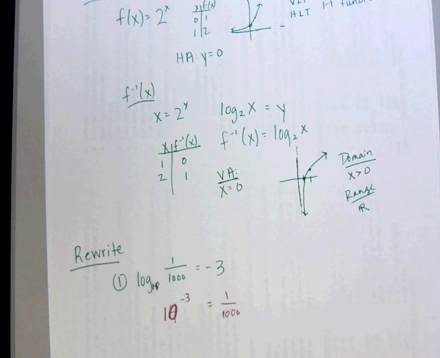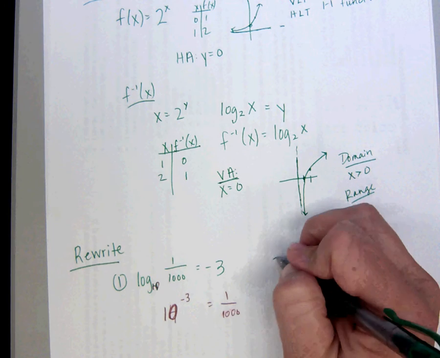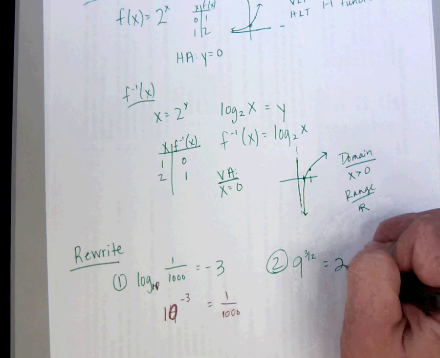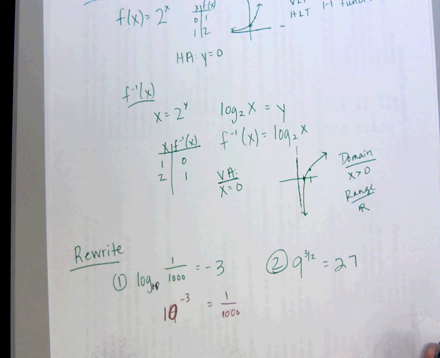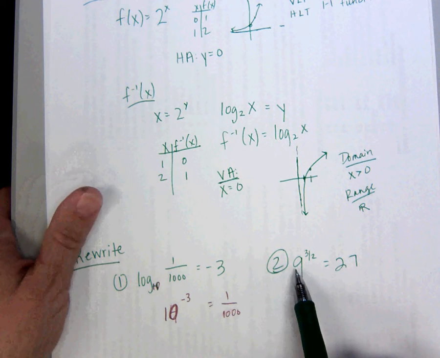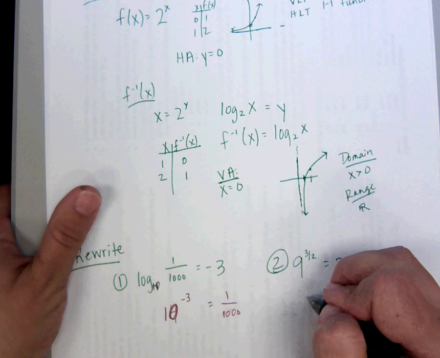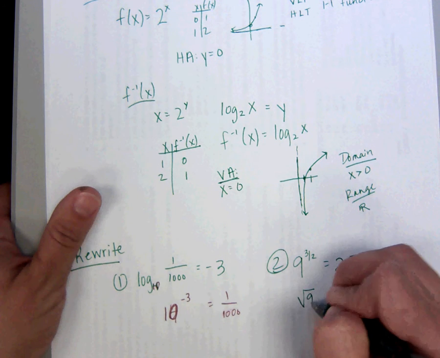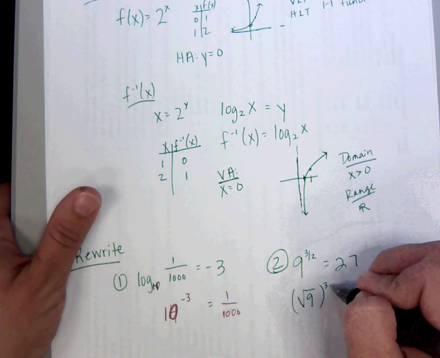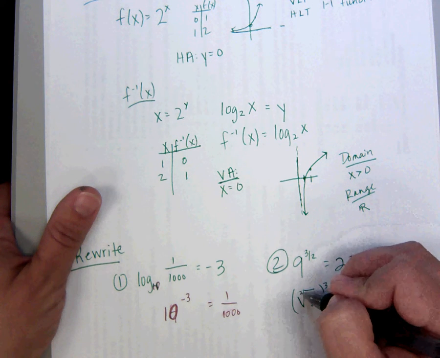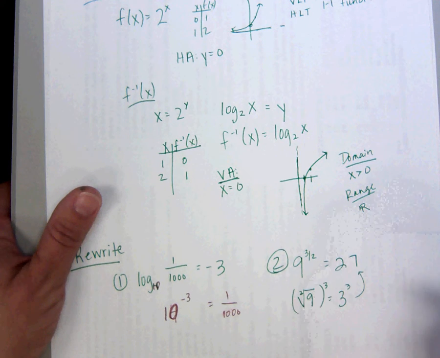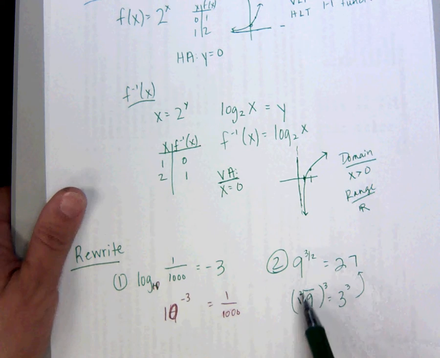Okay? If we go the other way, so if we had said 9 to the 3/2 equals 27. So before we rewrite, let me remind you about this because you'll have to deal with that. This is like saying the square root of 9 cubed. So the 3 stays the exponent and that denominator goes inside the radical. So the square root of 9 would be 3 cubed, which is 27. So just a reminder about those because that will pop up.